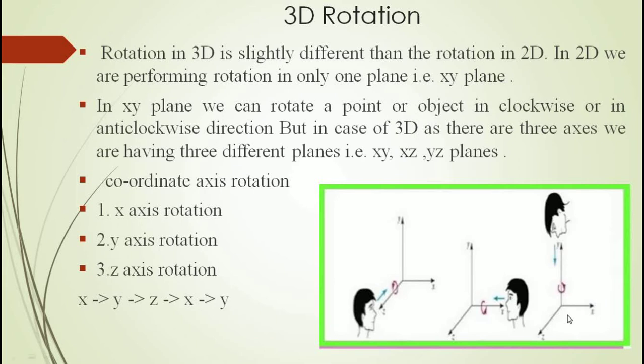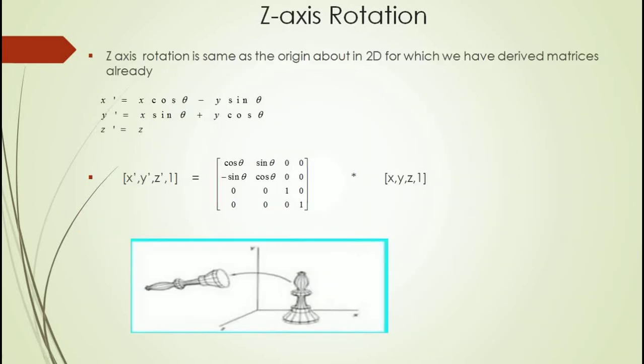Only the values that change are the X and Z values. So here the first one is the Z axis rotation.